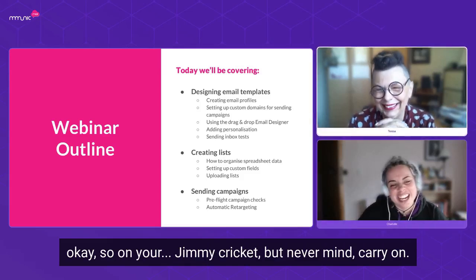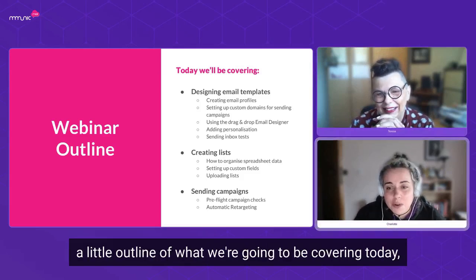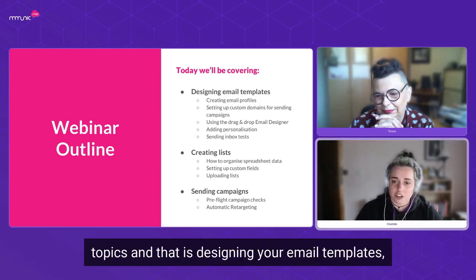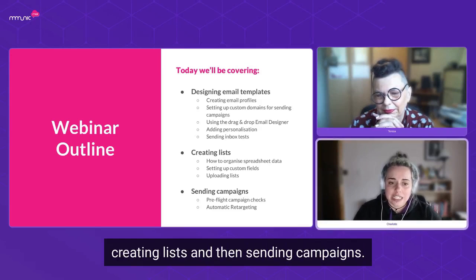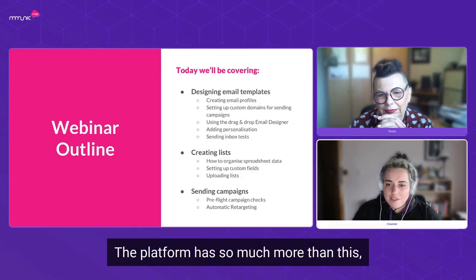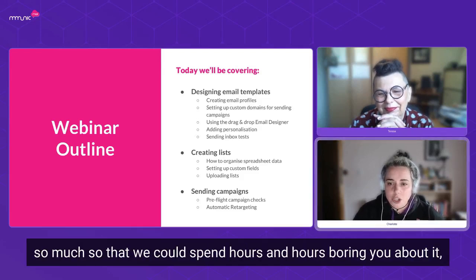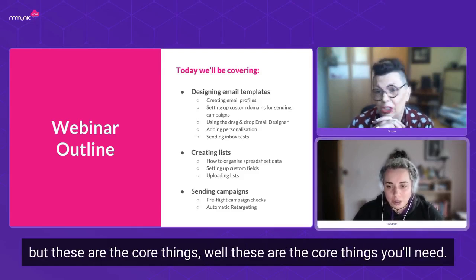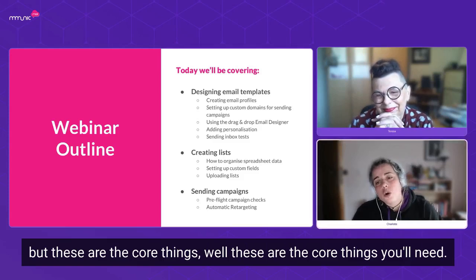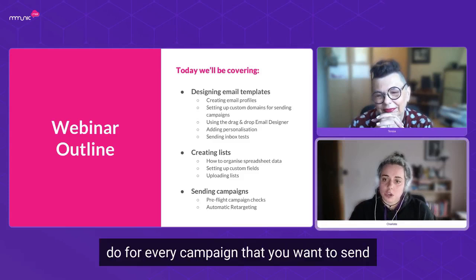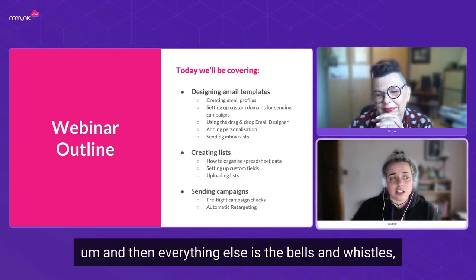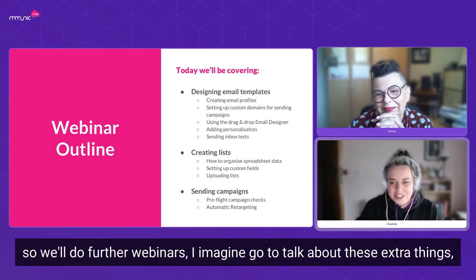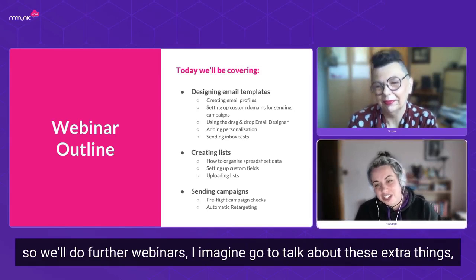Carry on. On your screen now, you should be seeing a little outline of what we're going to be covering today. It's going to be broken down into 3 core topics: designing your email templates, creating lists, and then sending campaigns. The platform has so much more than this, so much so that we could spend hours and hours boring you about it. But these are the core things you'll need to do for every campaign that you want to send. Everything else is the bells and whistles, which is boring until you need them. So we'll do further webinars, I imagine, to talk about these extra things.